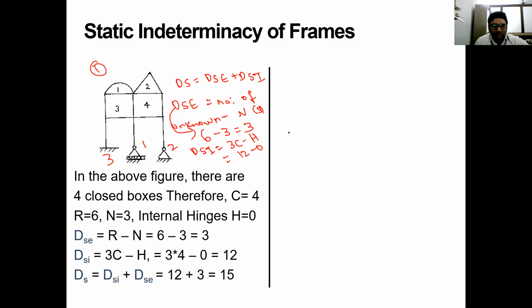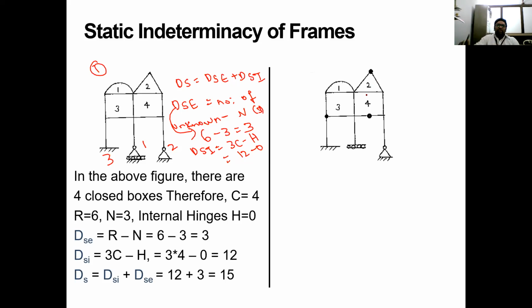Now again, everyone be ready with your pen and paper. Next problem, let us see who will say first. So we have 3 internal hinges. For the same problem, we have 3 internal hinges. What is the degree of static indeterminacy for the frame that is shown in the image? All of you should be attentive and do it fast.